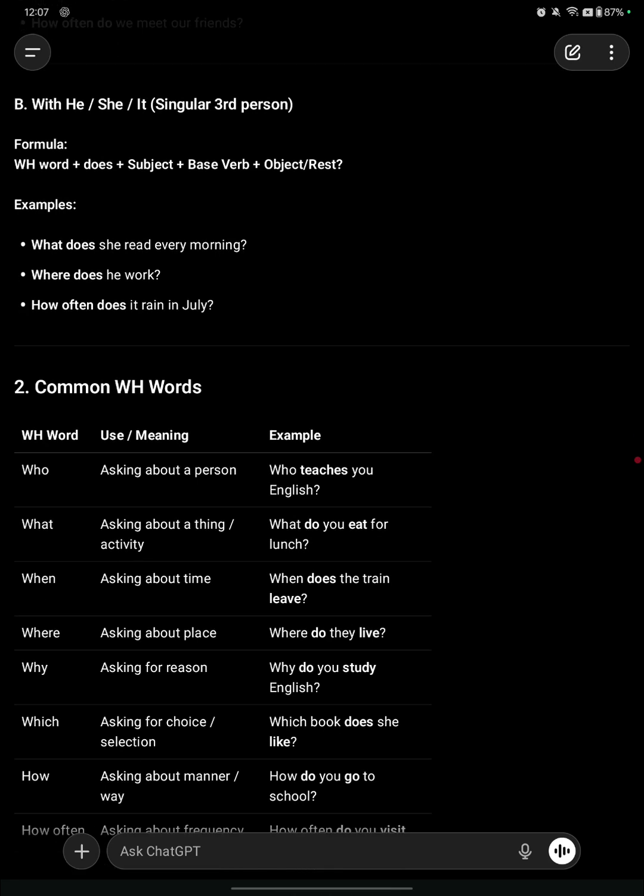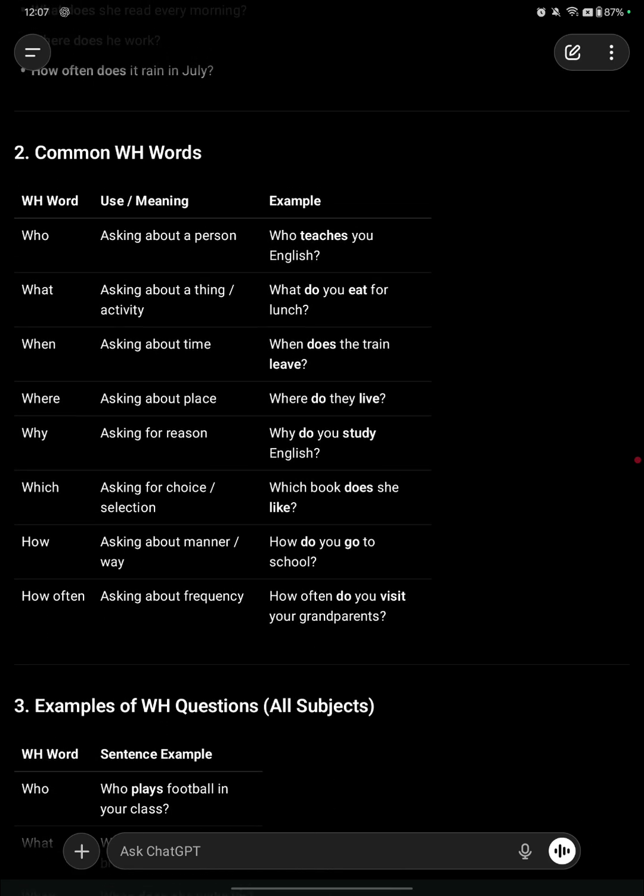And the common WH words. Who, when we use, what is the meaning, and one example. Who, asking about a person. Who teaches you English? What, asking about a thing or activity. What do you eat for lunch?